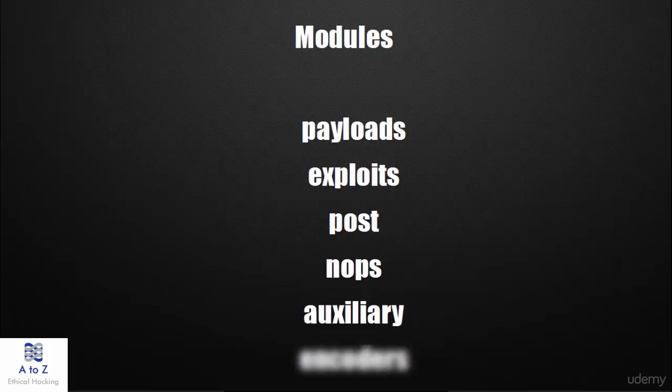Auxiliary includes numerous modules that don't fit into any of the other categories. These include things such as fuzzers, scanners, denial of service attacks, and more. Encoders are modules that enable us to encode our payload in various ways to get past antivirus or any other security software. You can see encoders by typing show encoders. As you can see, there are numerous encoders built into Metasploit. As I mentioned before, these can be used to make the payload undetectable by antivirus software.